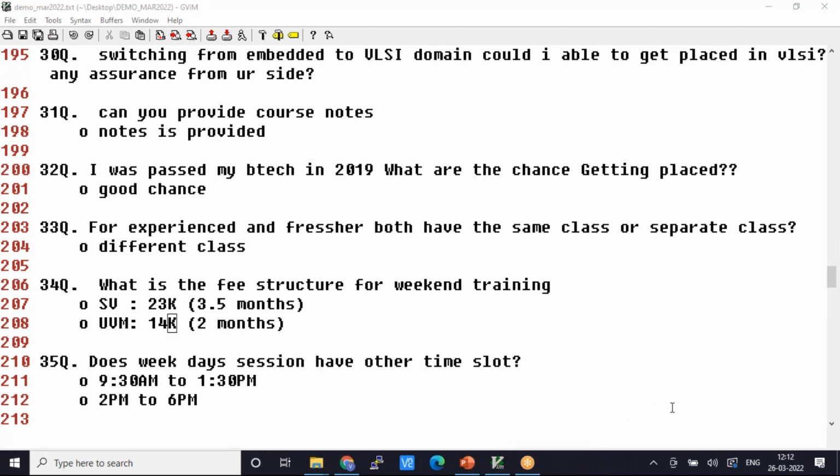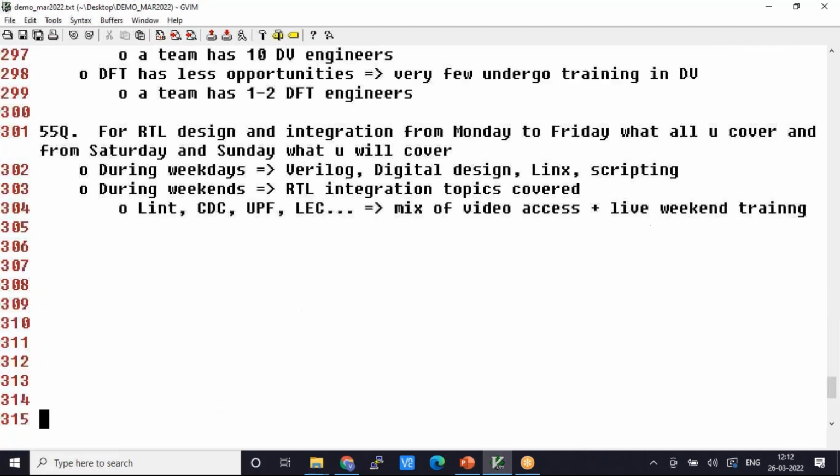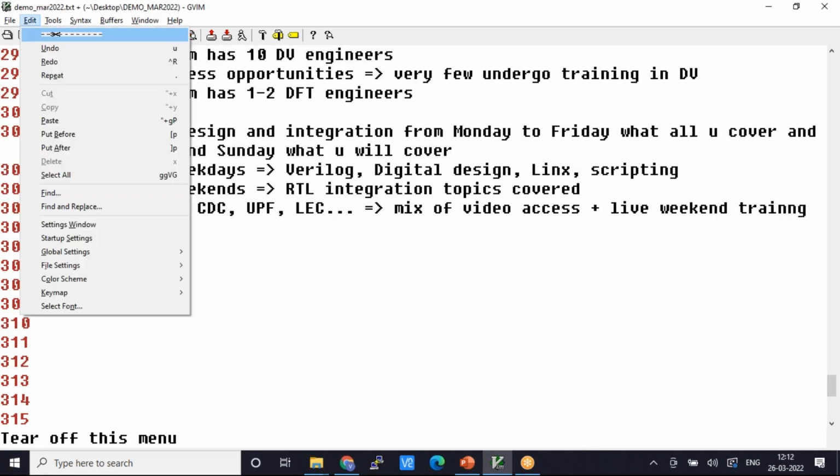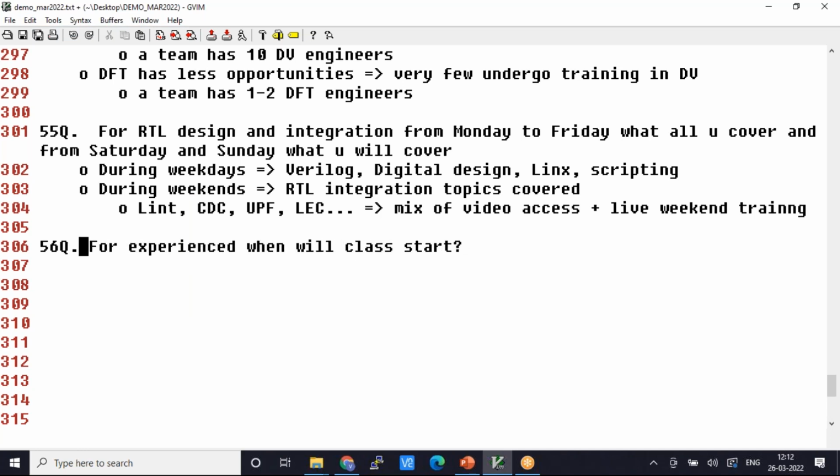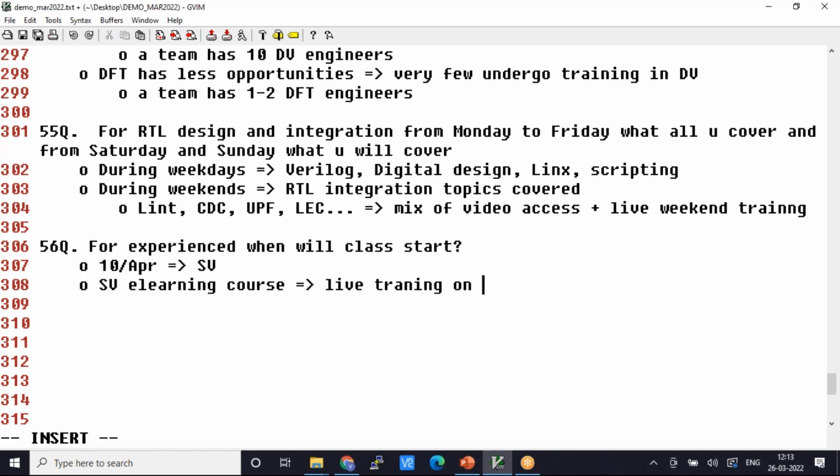For experienced engineers, when will the class start? It will start around 10th April. The ongoing Verilog batch will complete by around 10th April, and the SystemVerilog training will start on whichever Saturday is around that time, and then continue. This is the schedule. You don't need to wait till 10th April. Till then you can go for the SV eLearning course, go through the videos, and join the live training on 10th.